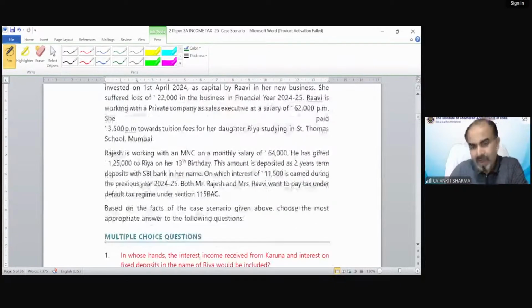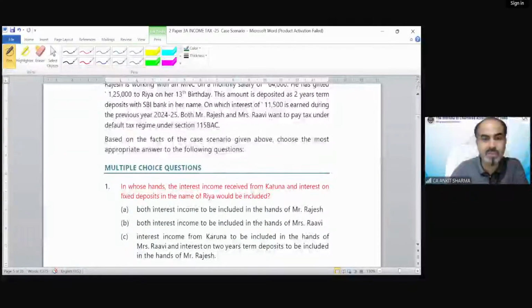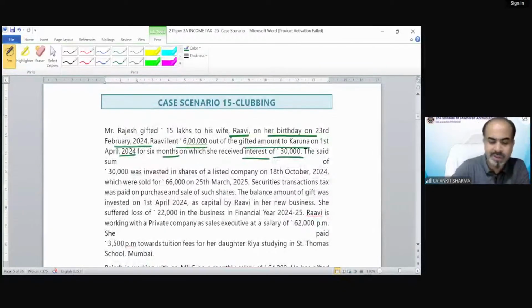So what is the requirement of the question? Let me see this, because it's an MCQ based question. The first point is asking, in whose hand the interest income received from Karuna and interest on fixed deposit in the name of Ria would be included. So the first question is this. To answer this MCQ, we have to read the full question because all MCQs are interconnected. The first paragraph is giving you the information that there was Mr. Rajesh.